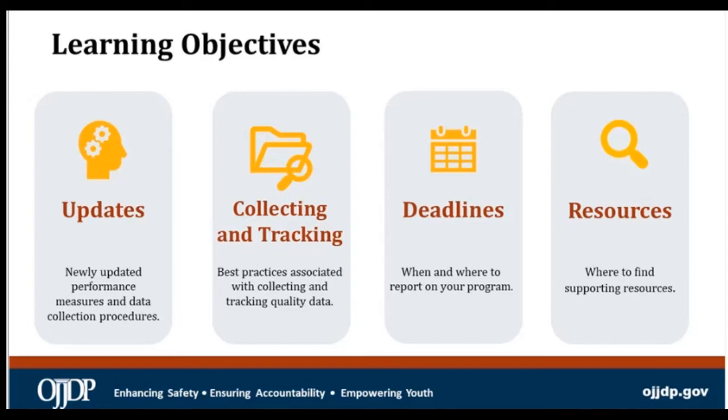Now, in the showcase sessions we conducted last April, we talked about the newly updated performance measures as outlined in your solicitation or award and located at the OJP.gov website. This training is being presented to you to emphasize the fact that now is the time to start planning on collecting and tracking data for the July through December 2021 reporting cycle, with the goal of reporting in January 2022 using these new measures.